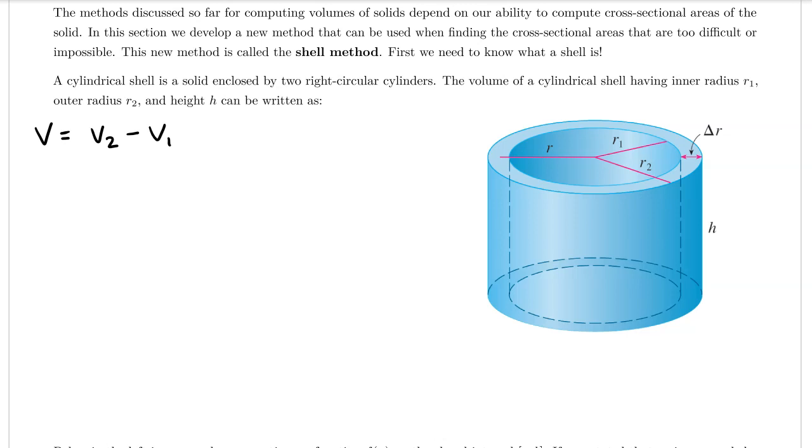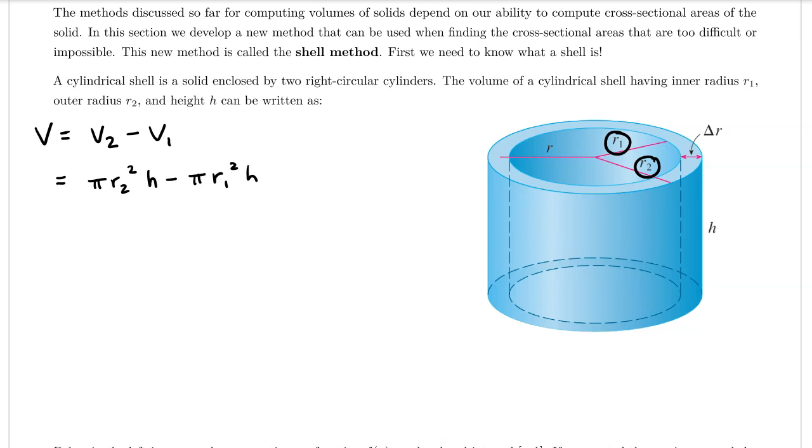As a reminder, the volume of a cylinder is equal to the area of its base times the height. And because here we're talking about circular cylinders, the volume of each of these is equal to pi times the radius squared times h. Here we have R2, which is the radius of the larger circular cylinder, and R1, which is the radius of the smaller circular cylinder. So we end up getting this.